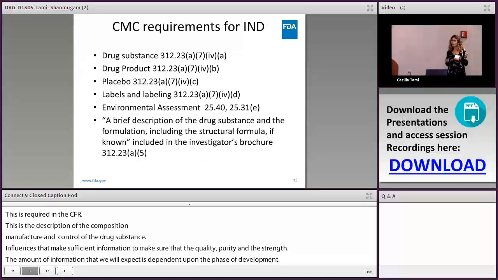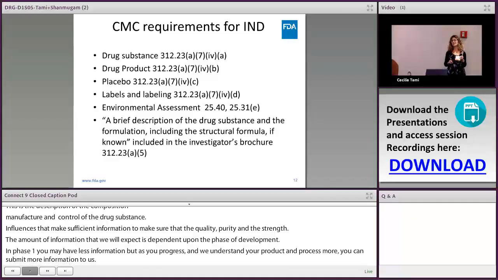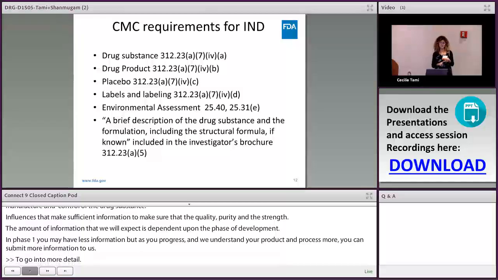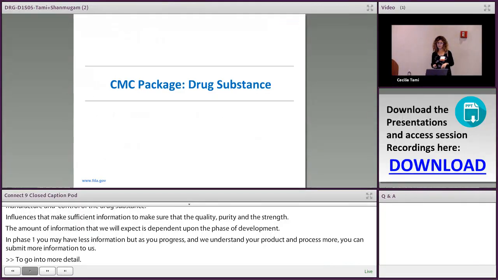So to go into more detail, the CMC package of an IND should have information about the drug substance, about the drug product, the placebo, the labelings, should have an environmental assessment, and also some kind of small CMC description in the investigator's brochure.